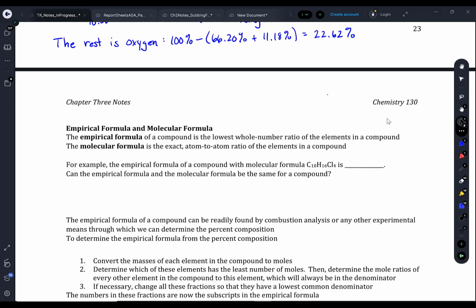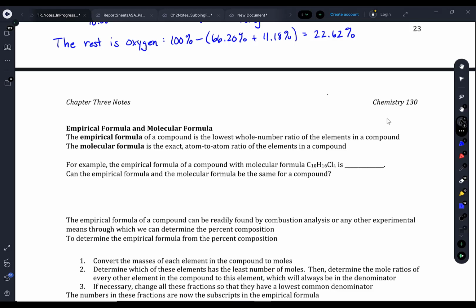The empirical formula, kind of meaning formula by experiment, is simply going to be the lowest whole number ratio of elements to elements. So if we know the formula, it's going to be in the lowest possible ratio. You couldn't get it any lower.